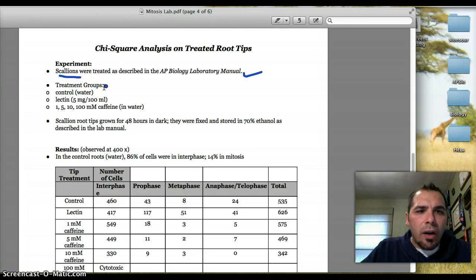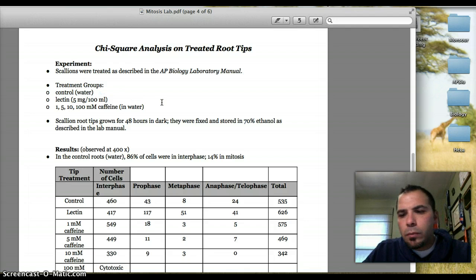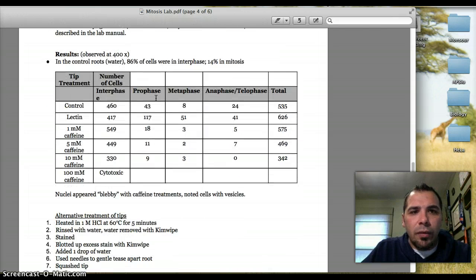manual. We had our treatment groups. We had a control, which was water, lectin, and some caffeine at different concentrations of caffeine. The scallion root tips were growing for 48 hours in the dark. Again, we're looking at mitosis. They were fixed, which means mitosis was stopped. They were stored, and here's the results observed at 400 power.